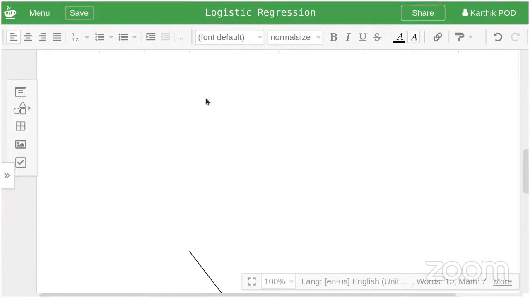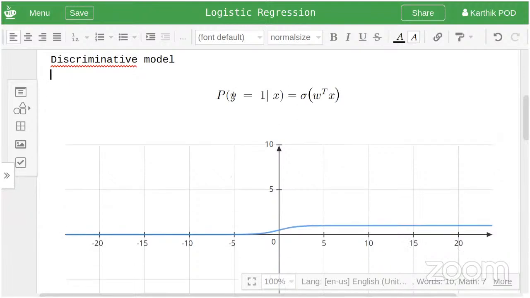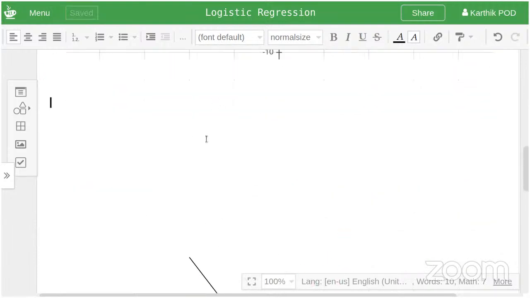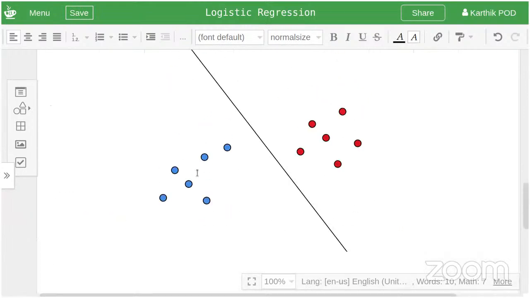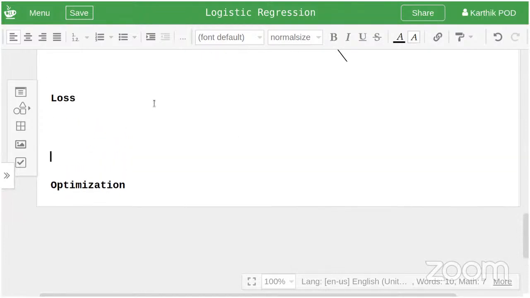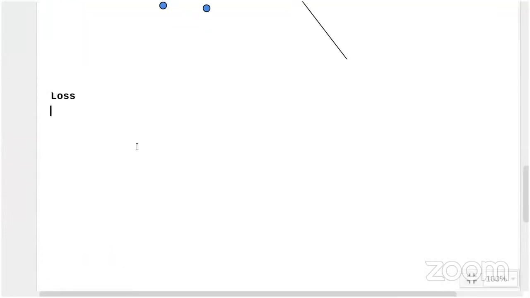So what else do we have as far as the model is concerned? Any questions on this? Okay, so that is the model. We'll now go to the loss. I'll come to this decision boundary in a while, but let me quickly write down the loss for logistic regression. So can someone tell me the expression for the loss?